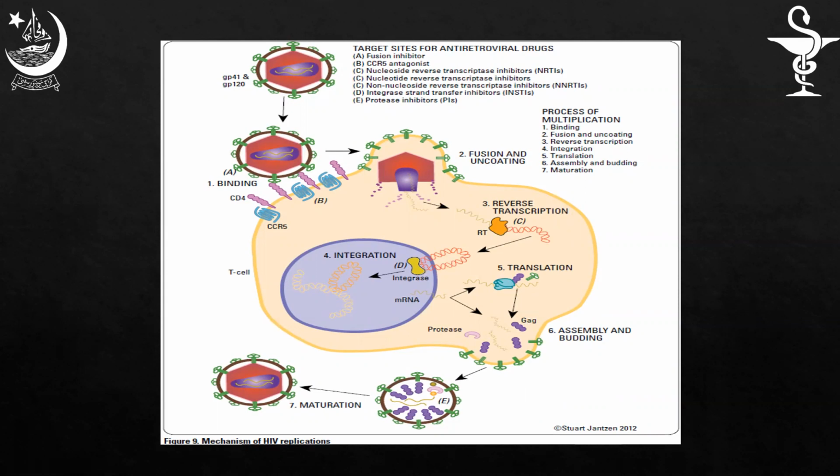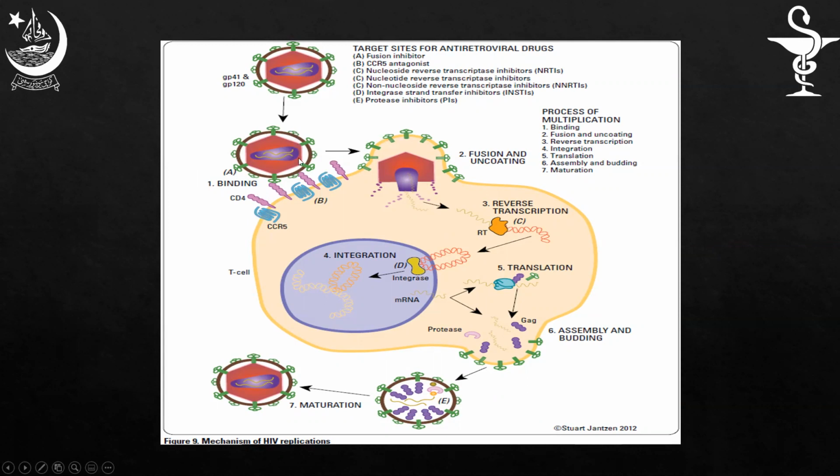Let's start off with fusion inhibitors. These prevent the fusion of the HIV receptors to the receptors of the immune T cells. These are only recommended when there is treatment failure. An example is enfuvirtide. As you can see, this is the site or stage where the fusion inhibitors are acting.